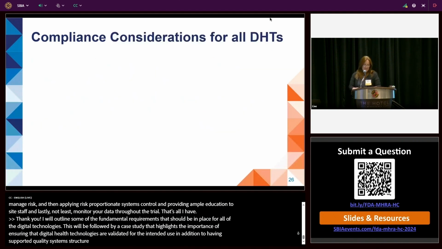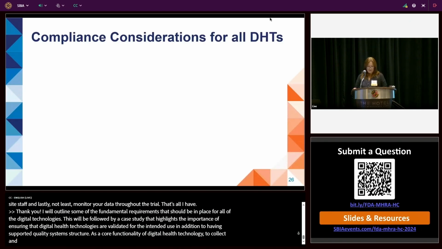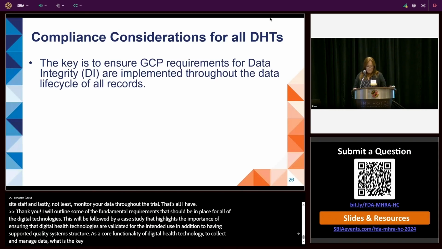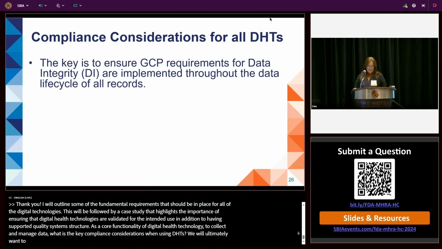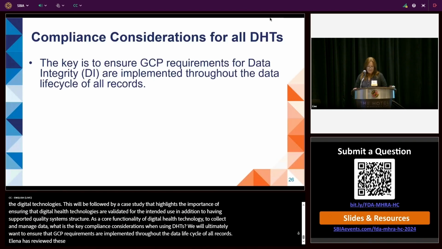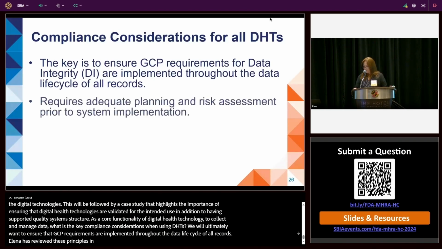As the core functionality of digital health technology is to collect and manage data, what are the key compliance considerations when using DHTs? Well, ultimately, you want to ensure that GCP requirements for data integrity are implemented throughout the data lifecycle of all records. Elena has already reviewed these principles in more detail in her overview of ALCOA Plus, so I won't go into any further detail here.